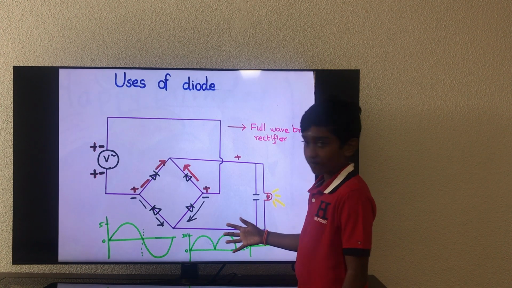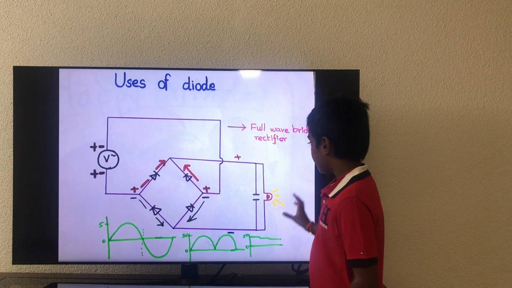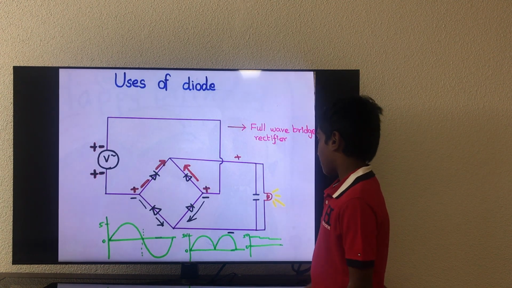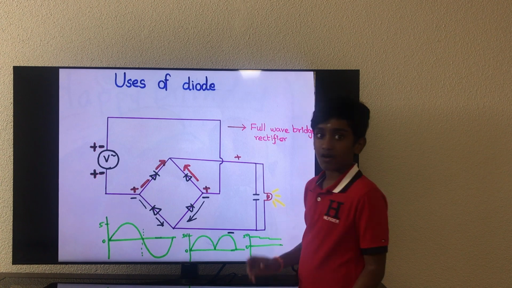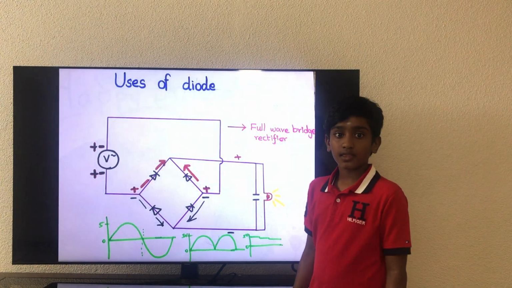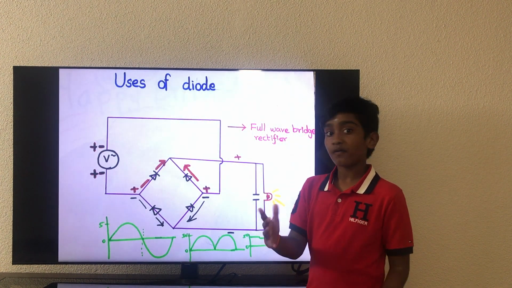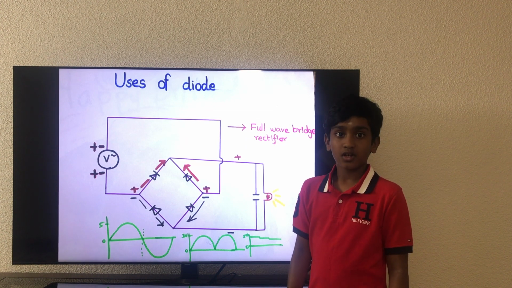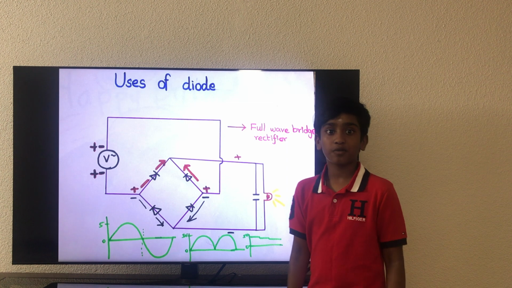To decrease the fluctuations, we use a smoothing capacitor. Then when we use the capacitor, it will finally give a rough DC supply. Also note, there are different kinds of diodes, for example, the Zener diode. Different diodes are used for different applications.